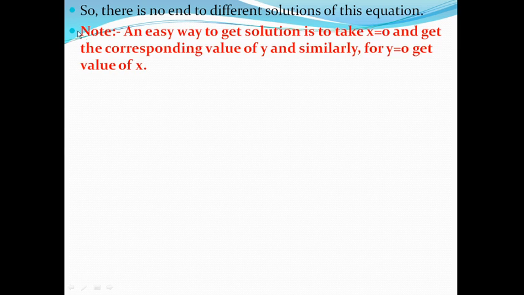Now take a note. An easy way to get a solution is to take x is equal to 0 and get the corresponding value of y, and similarly for y is equal to 0 get the value of x. So while solving the equation, the very first step is to take either x is equal to 0 or y is equal to 0. If we take y is equal to 0, we will get the corresponding value of x, and if we take x is equal to 0, we will get the corresponding value of y. The calculation will be much easier in this case.